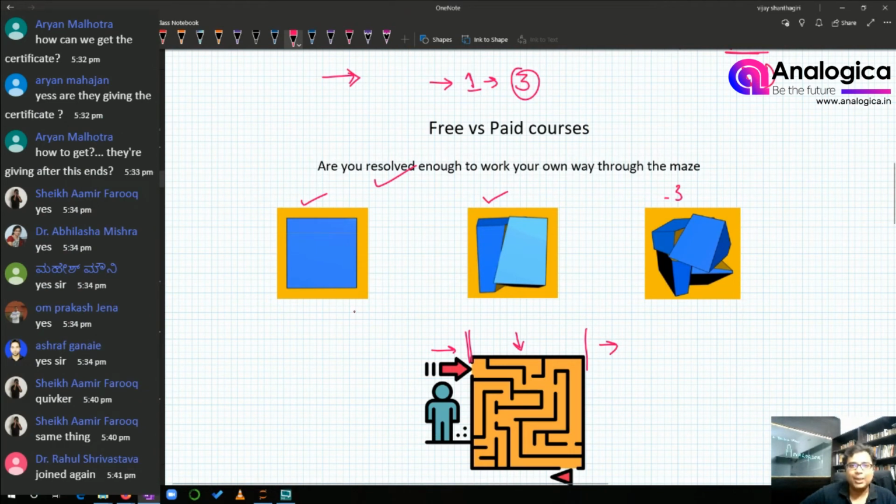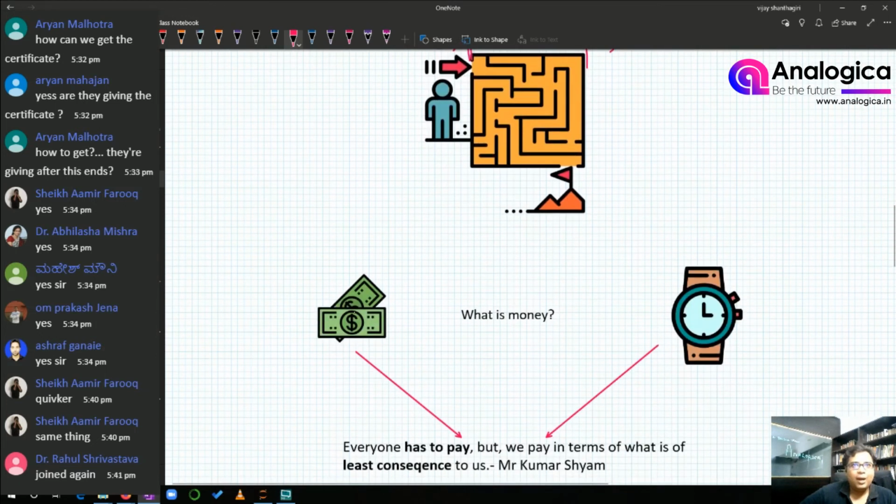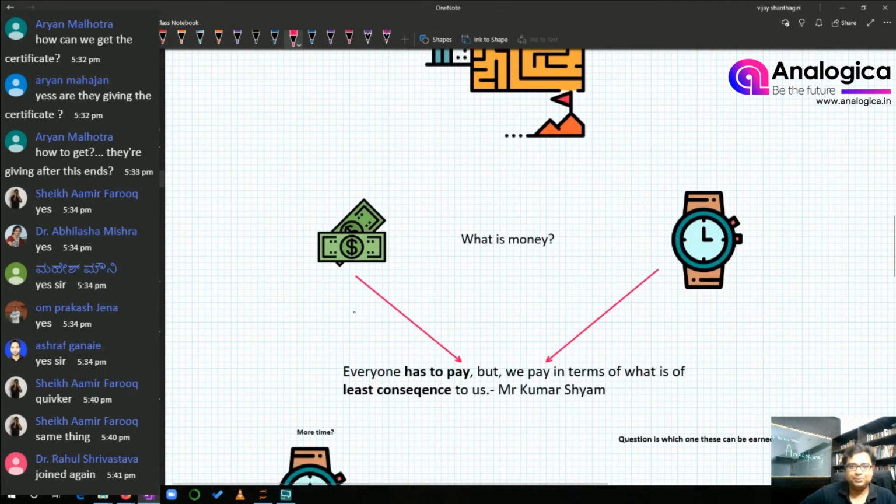So the difference between the paid course and the free course is that something which gets paid comes with a commitment. Okay. And also the definition of what is money. You're paying with money, but are you actually paying with money or are you paying with time? Because in today's generation, it is time which is money.